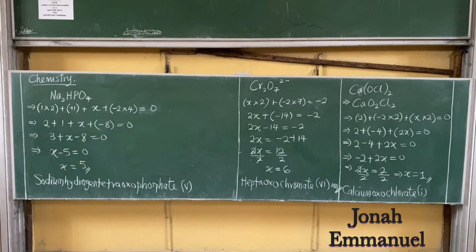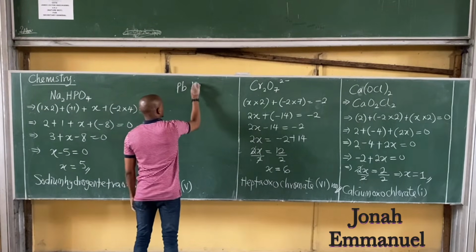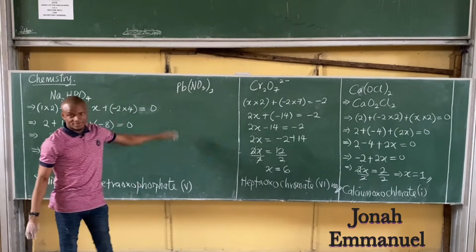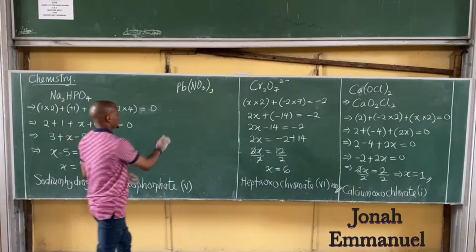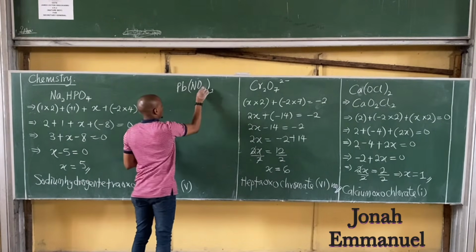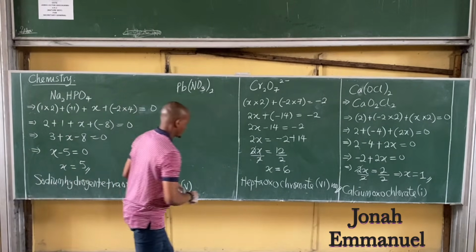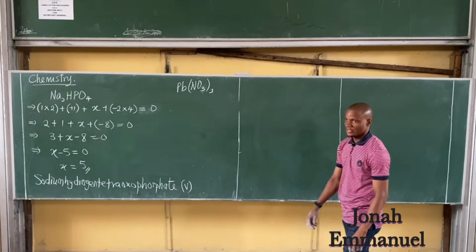So please don't start saying CO3. I don't want to hear CO3 in this class again. So I give you the name and I'm gone. Like, please give me this name. NO3. PbNO3. Give me this name. PbNO3 2. What do you get?